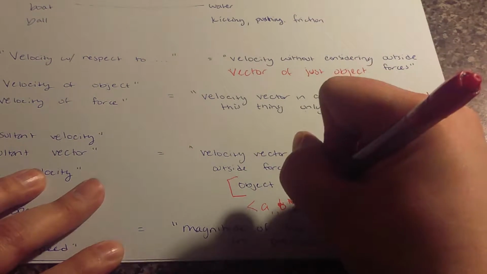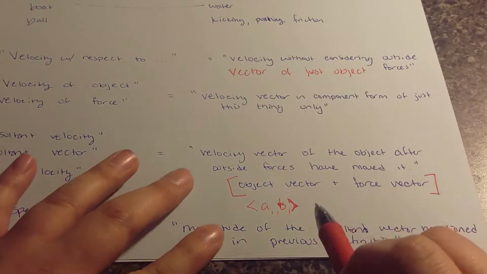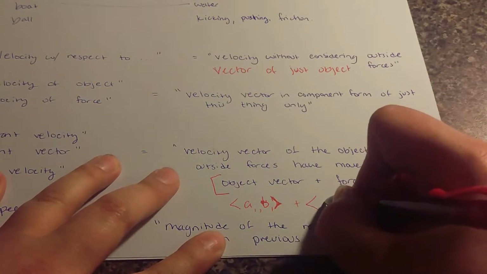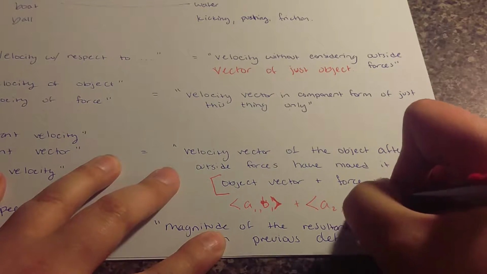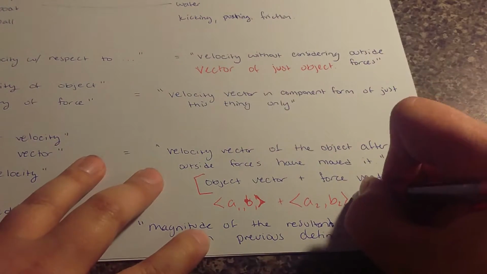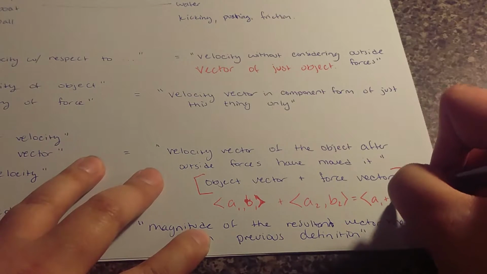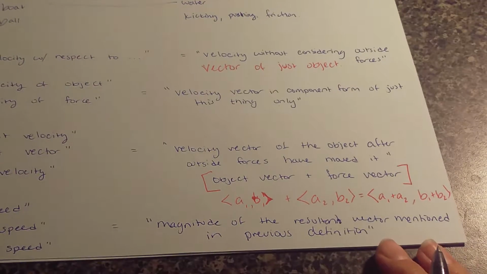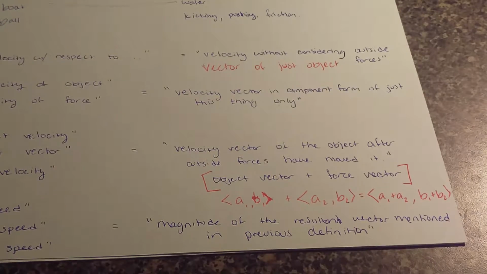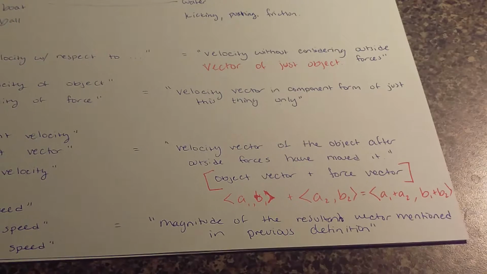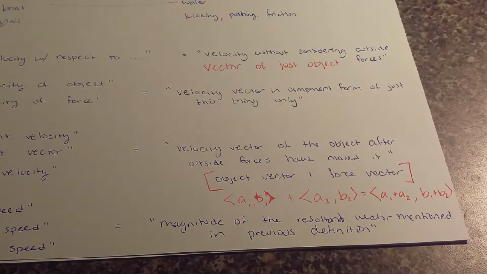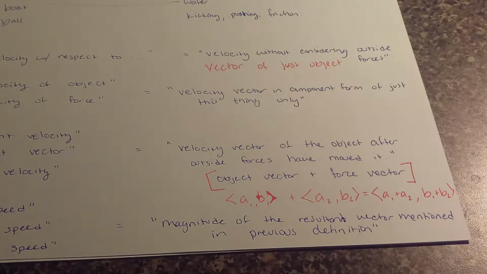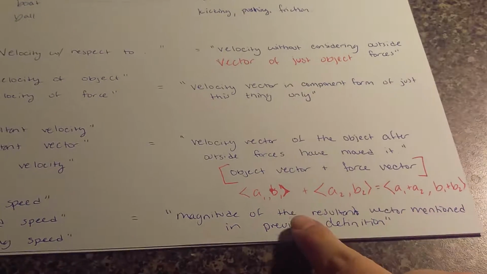Let's say this is our vector for the object, A1, B1, and this is our vector for the force. When we add them together, we're adding their components, A1 plus A2, B1 plus B2. And that is your true velocity, or resultant velocity, or total velocity, or velocity after considering the force. Whatever way they want to phrase it, you're just going to add those two together, and it gives you what happened to the object after it was moved or pushed by something else.